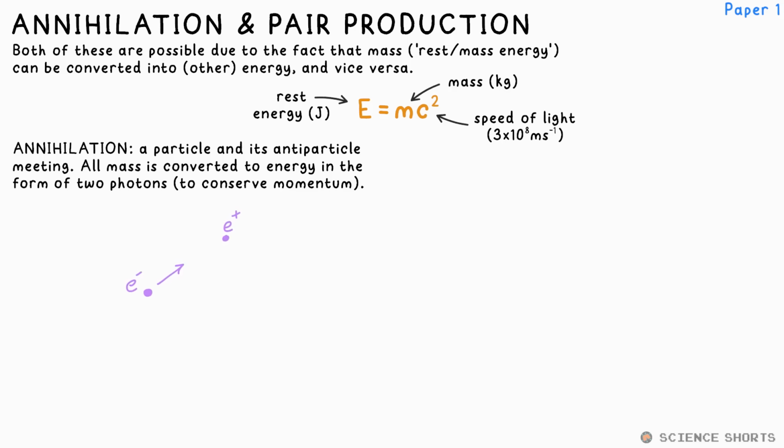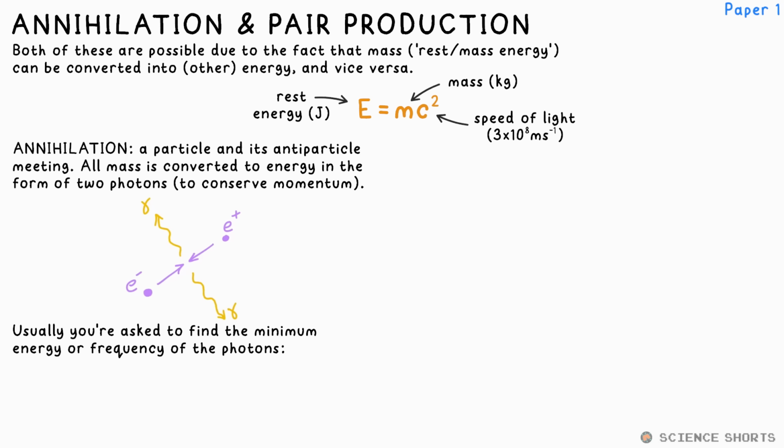If a particle and its corresponding antiparticle meet, say an electron and positron, they can annihilate, and all of their mass is converted into energy in the form of 2 photons of EM radiation. It's 2 photons, by the way, as momentum must be conserved. And even though photons don't have mass, they still have momentum, weirdly enough.